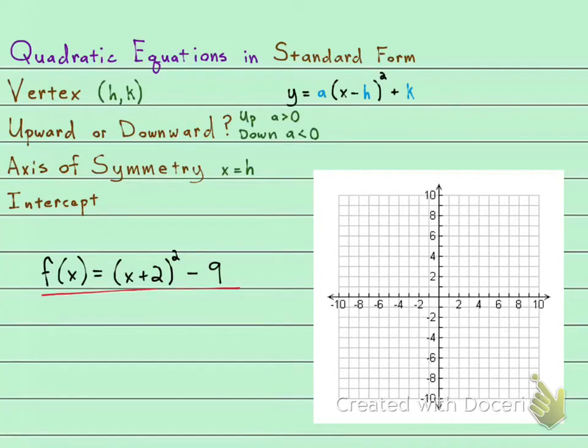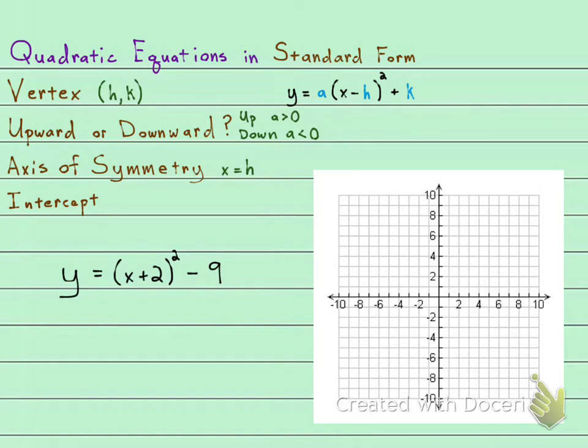We are given a quadratic equation in standard form, and this is standard form right here. So the y is by itself, f of x is by itself, and we can just replace that with a y. And the first thing we're going to want to do is find the vertex.